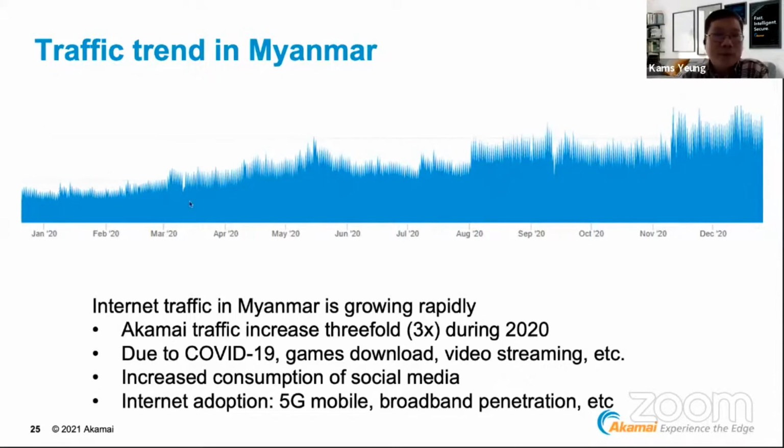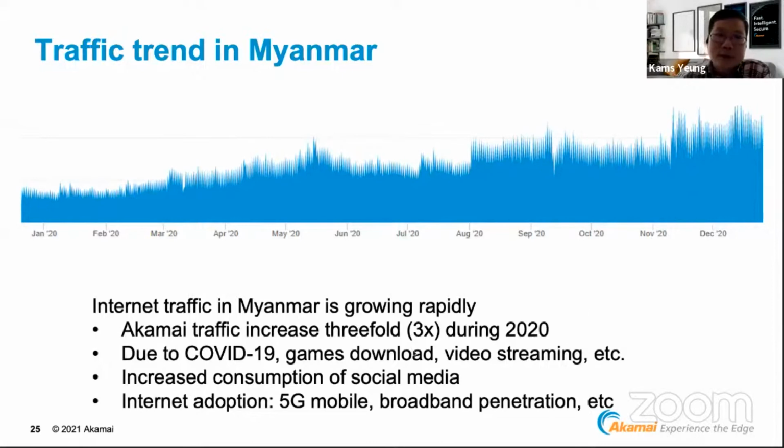But you can see that the traffic growth from the beginning of January 2020 up to the end of 2020, because I want to measure a 1 year trend, is about 3 times for Myanmar. There are of course a lot of factors, and one of the major ones I think is COVID-19, with a lot of lockdowns, people staying home and watching movies or downloading games.